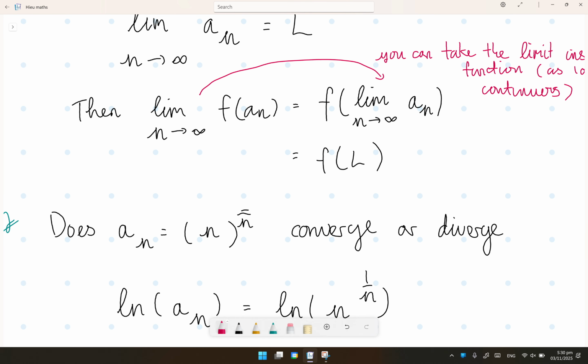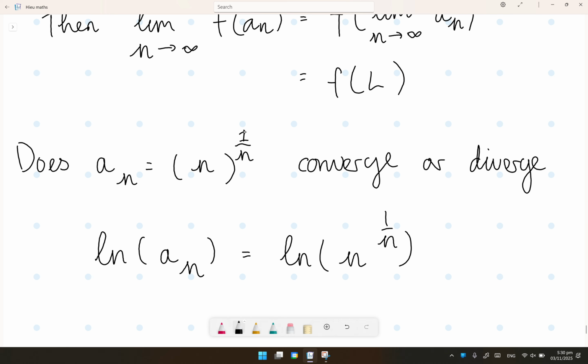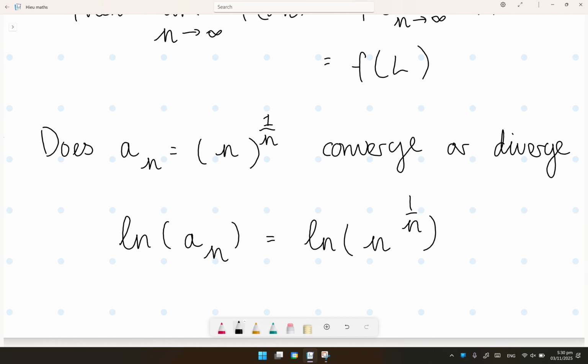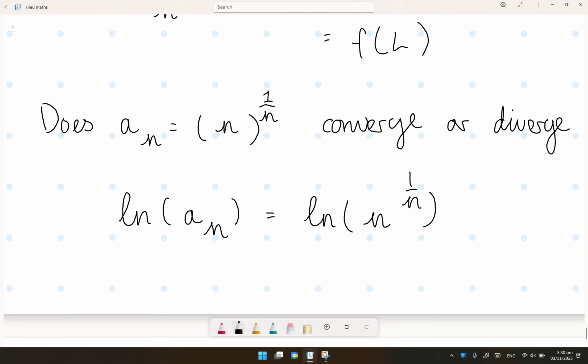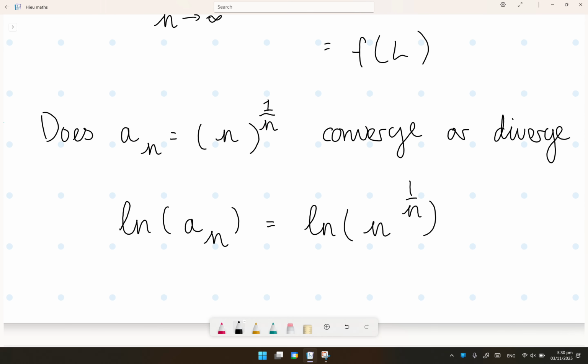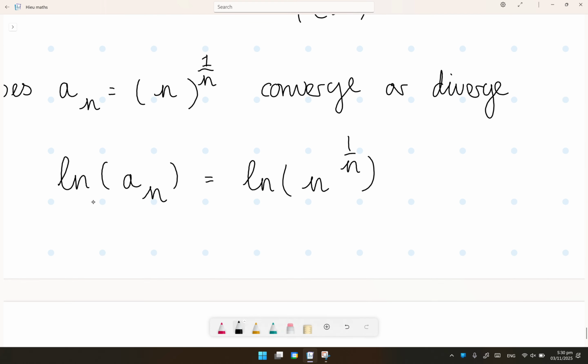And so when we see a situation like this, where one of our variables, one of our parameters, is the power, we want to take the log of it. So we're going to use this theorem here and do some funny limits trick to it. But let's first simplify this with some logs. We take the natural log, ln of a_n, which is equal to ln of n to the power of 1 over n.